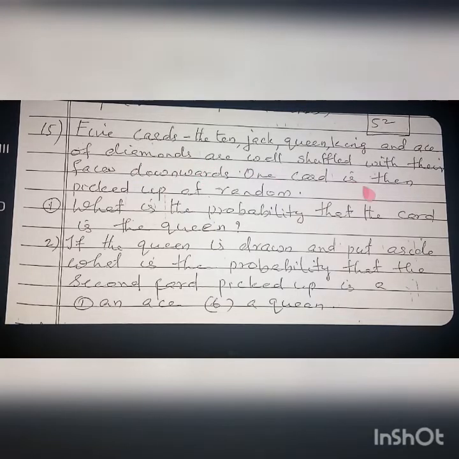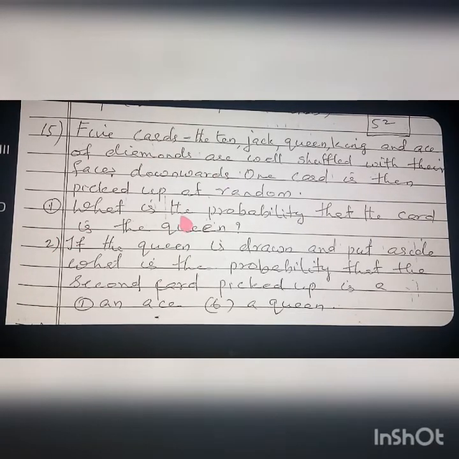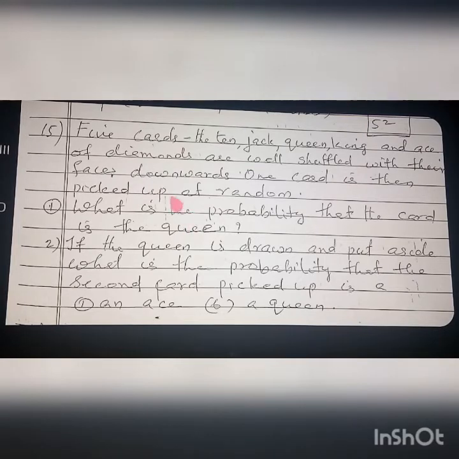They are well shuffled with their faces downward. These 5 cards are well shuffled, and we are going to select one card at random. What is the probability that the card is the queen? Among the 5 cards, we are going to select which card? Queen. What is the probability of getting a queen?